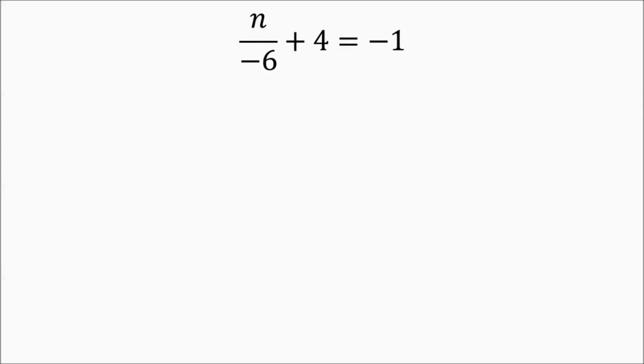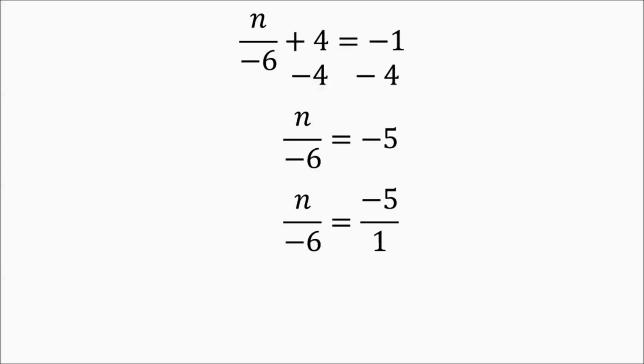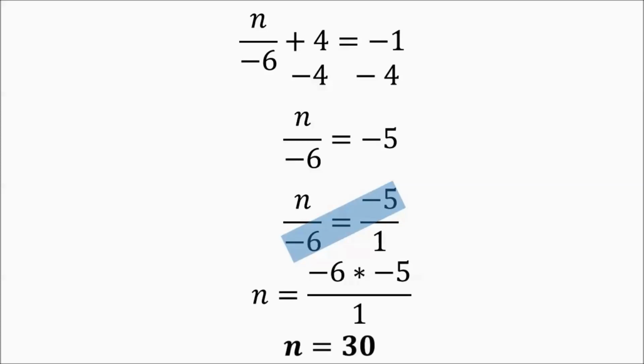Alright, on this next one, we've got n divided by -6 plus 4 equals -1. You're going to get rid of the constant of +4 by subtracting 4 on both sides. And then you're going to have n over -6, n divided by -6 equaling -5. Go ahead and think of -5 as -5 over 1, and now you can just apply the proportions again. Cross product, you're going to get this, n equals 30.